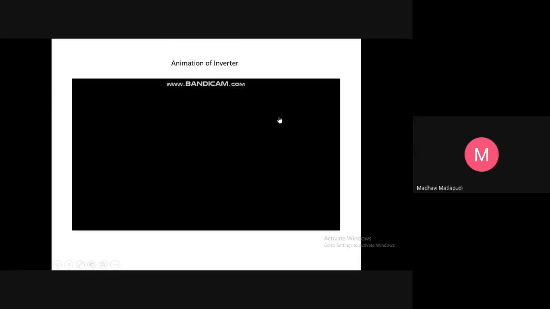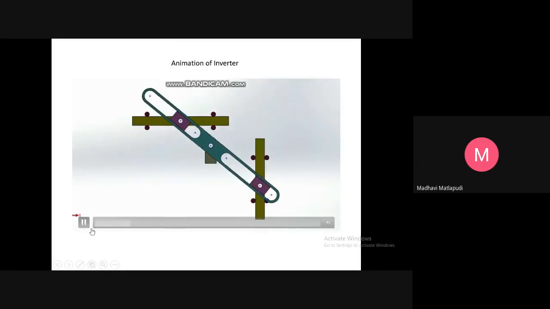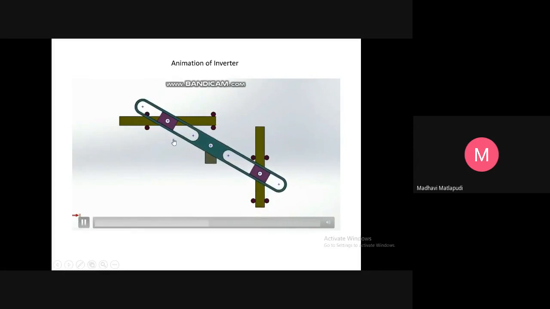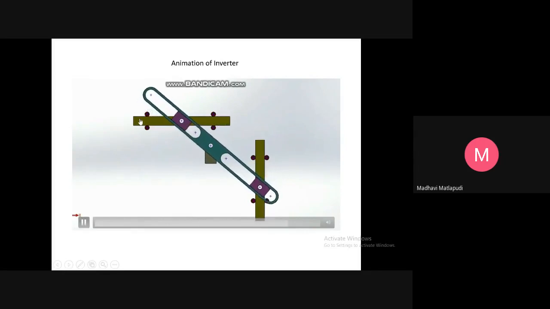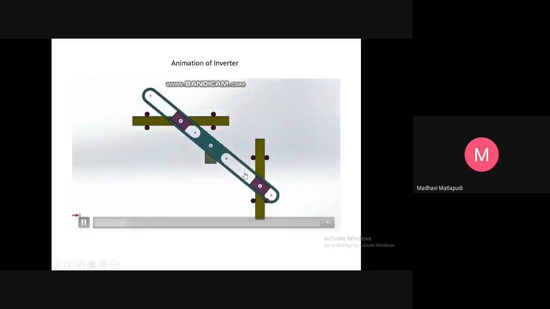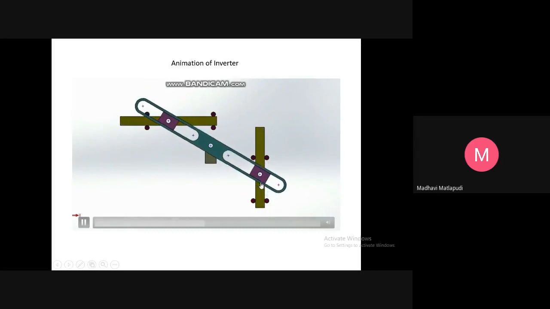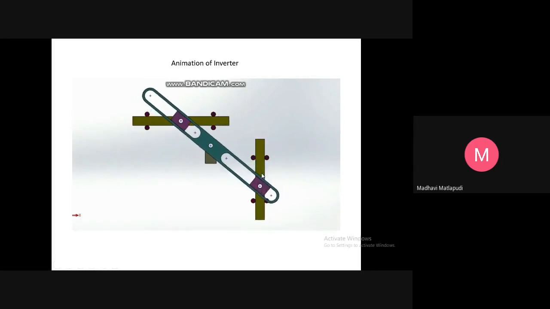Now let us see the motion of this particular mechanism. You can see about this pivot, linkage 2 is rotating, and the input is given to the slider, which slides this ram here in the X direction. Then we can observe that the motion in the Y direction happens to be the reciprocal of the input direction. So this is the animation of the inverter.